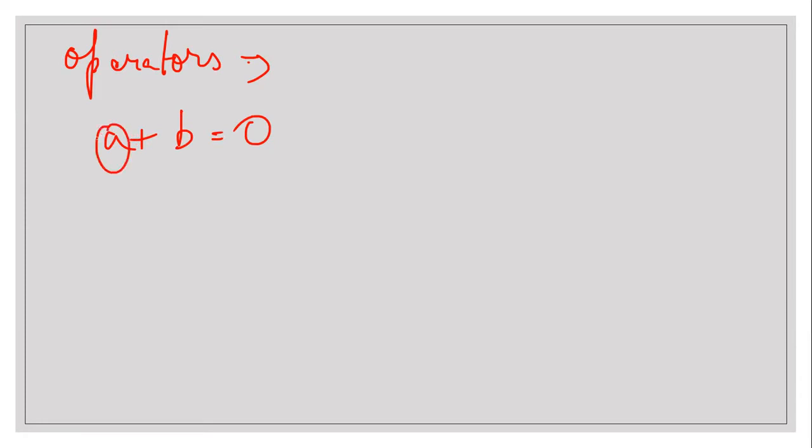Okay, we will quickly cover some operators. So what are operators? A plus B is equal to 0. A is an operand, B is an operand, and plus is an operator.